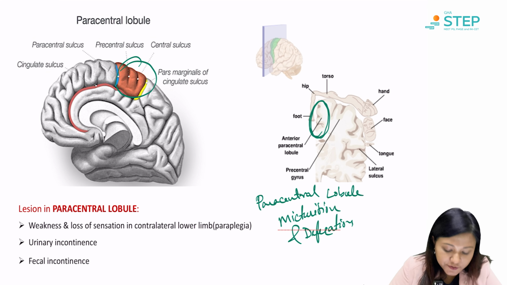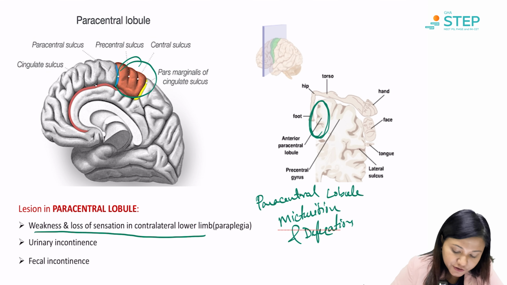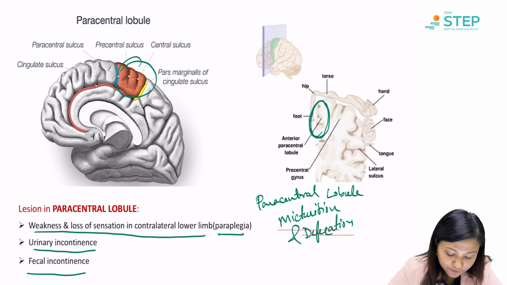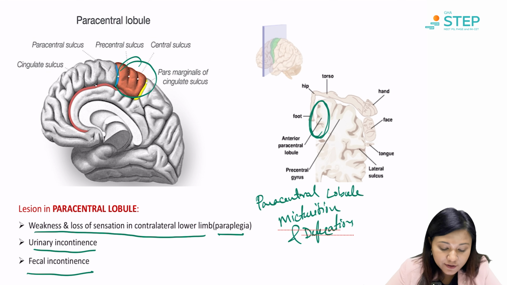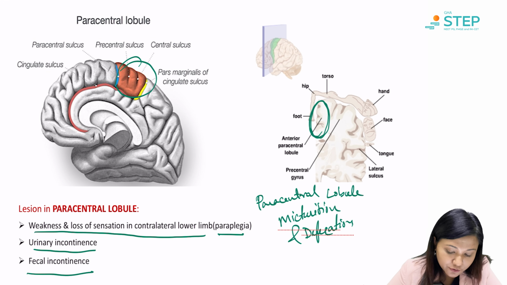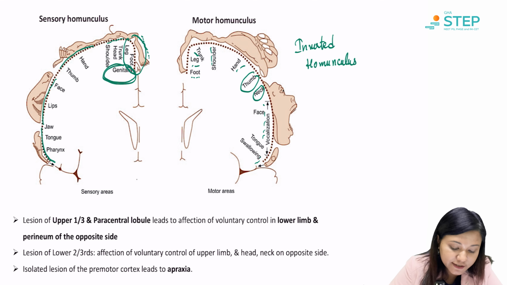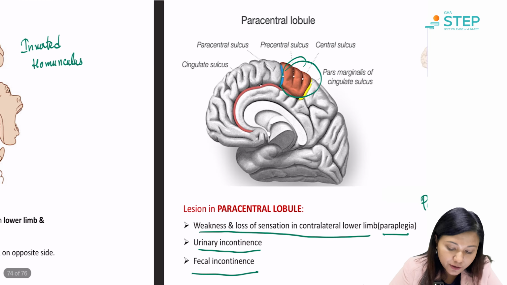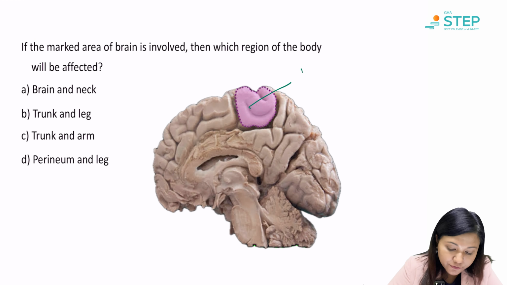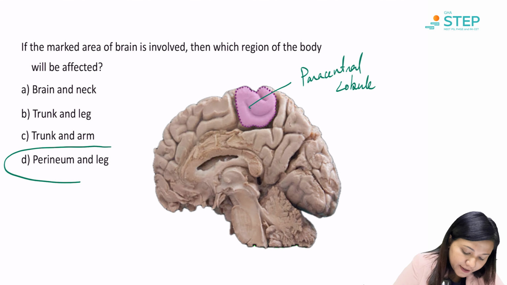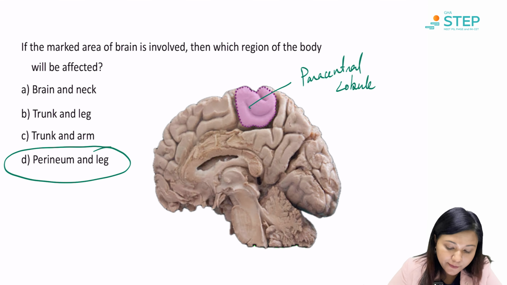Any lesion in this area will lead to weakness and loss of sensation in the contralateral lower limb, that is paraplegia. You will also have urinary incontinence and fecal incontinence. So that is the function related to the paracentral lobule. It is mostly concerned with micturition and defecation, and this area is mostly related to the genitalia, foot, and leg. Coming back to this question, the paracentral lobule is involved in micturition and defecation, and the area affected will be the perineum and leg. So the answer is perineum and leg.